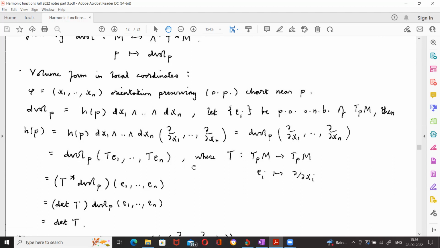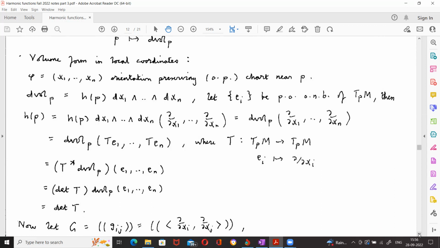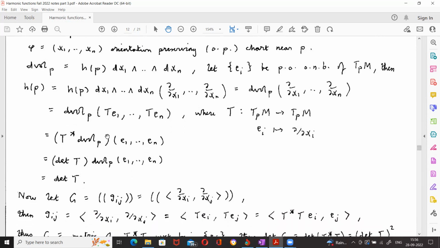This is the pullback by the linear map T of dvol. And we know what the pullback acting on top degree forms is. It just multiplies by the determinant, right? So this is going to be determinant T into dvol P of E1 to En, and dvol P of E1 to En is 1. So this just becomes determinant T. So this function H is nothing but the determinant of the linear map which sends a positively oriented orthonormal basis to the basis del del xi.